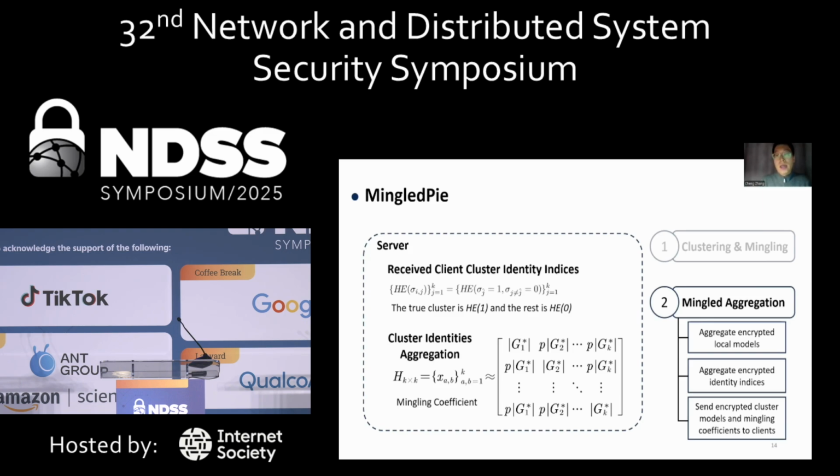Therefore, we need to rebuild the accurate cluster models, which requires knowledge of the number of false positive clients within each mingled cluster. We design a method based on homomorphic encryption. We let each client send a cluster identity clue to the server. This clue is computed according to this equation, and the server can aggregate an encrypted mingling coefficient matrix where the diagonal elements are the true size of the cluster and the remaining elements, such as x sub 1,2, are the number of false positive clients from the second cluster in the first mingled cluster. This matrix approximates a principal diagonal matrix, and it ensures that the model rebuilding algorithm has a unique solution.